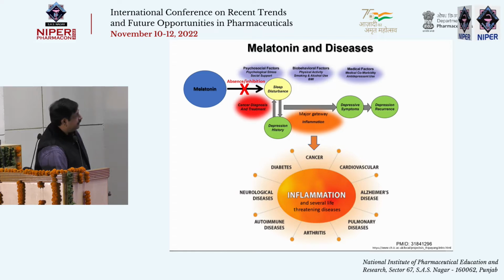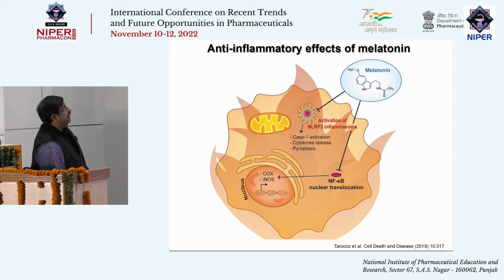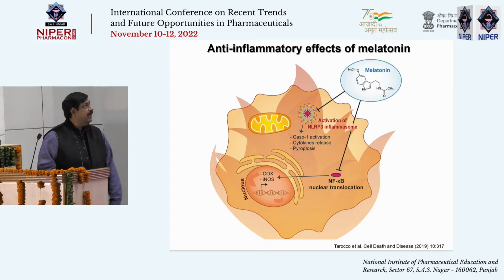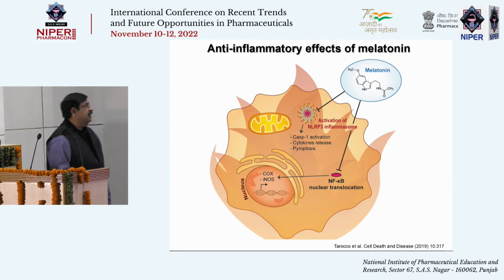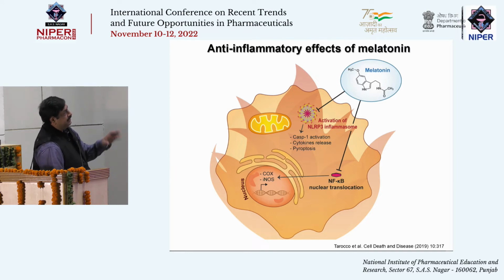On the contrary, melatonin has well-known anti-inflammatory and antioxidant properties, executed mostly through the inhibition of the NLRP3 inflammasome, caspase activation, cytokine release and pyroptosis. It also inhibits nuclear factor kappa B from translocating to the nucleus, thereby preventing COX and iNOS mediated pathways.